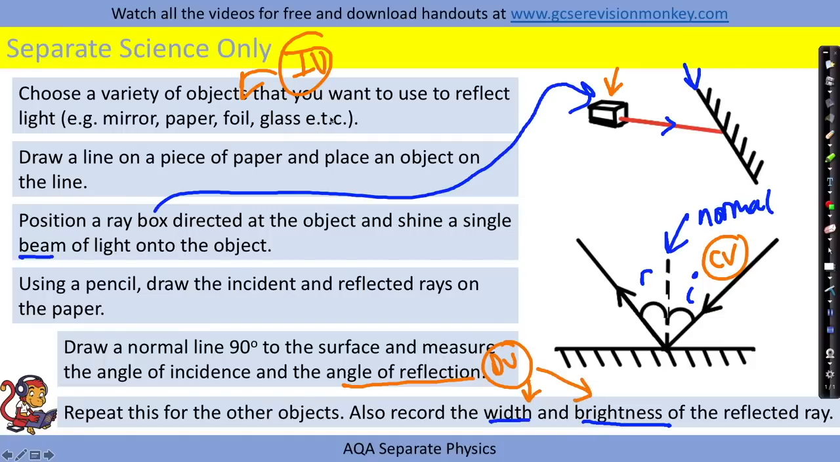In the exam, they may well also ask you to actually keep the object the same and instead change the angle of incidence and measure different angles of reflection. So they might manipulate this practical slightly and ask you to investigate something slightly different, but that's the basic setup that you need to follow.